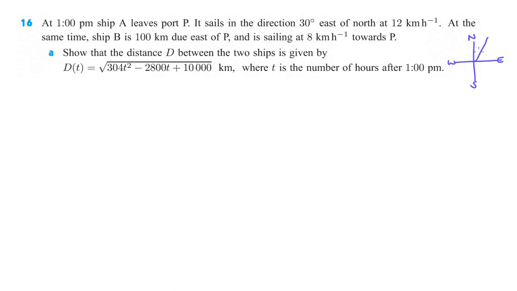So that means that we've got this 30-degree angle right here, and this is the direction that the ship is sailing. Okay. At the same time, ship B is 100 kilometers due east of P. Right, so this is port P, by the way. In fact, let's draw this bigger out here so we get a better idea what's going on. Okay, so here's port P, and we've got this ship heading off at 30 degrees.